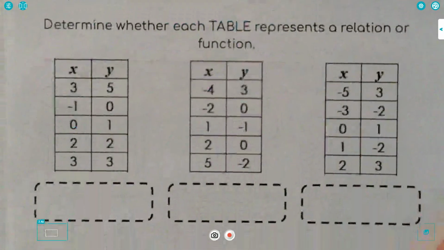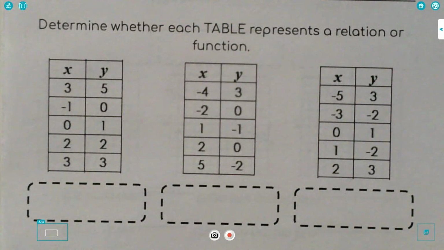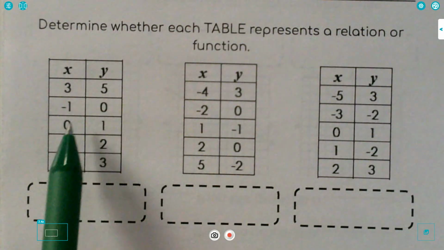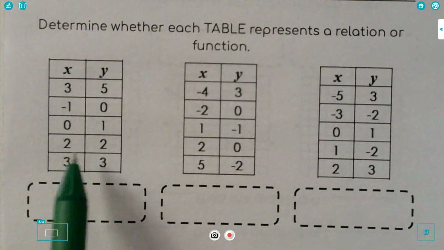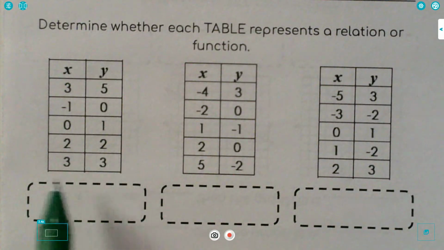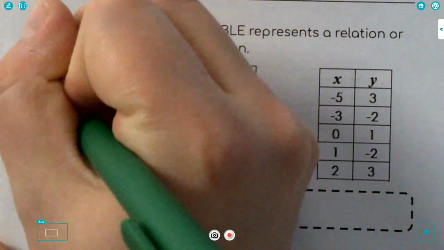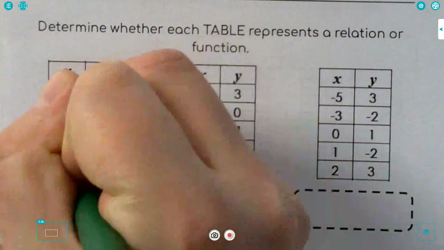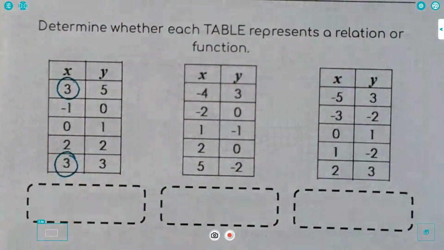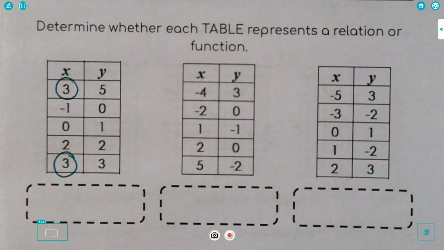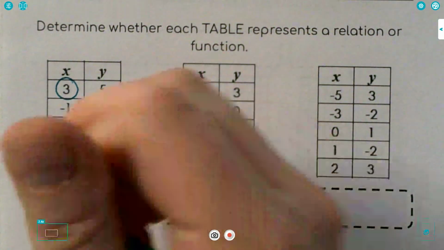Going down to look at our tables, we are going to look through our x values. We have 3 goes to 5, -1 goes to 0, 0 goes to 1, 2 goes to 2, and then 3 goes to 3. I repeat this 3 right here. That is a problem, because when I say x equals 3, I don't know whether y is supposed to equal 5 or y is supposed to equal 3. So that is a relation.